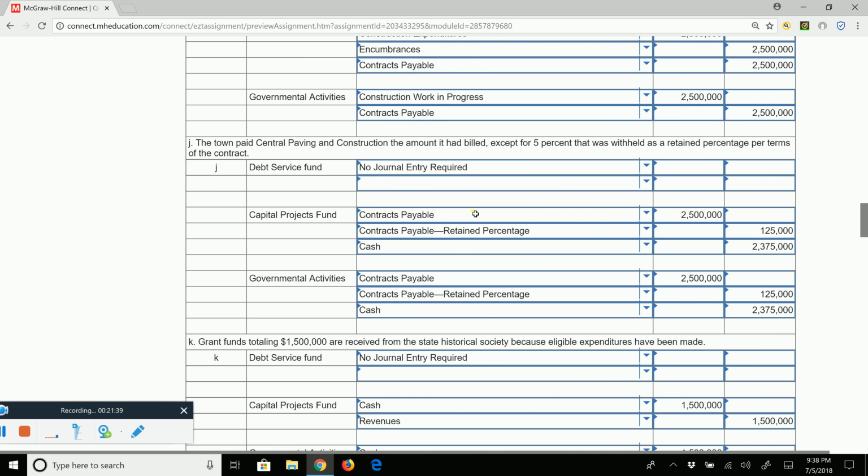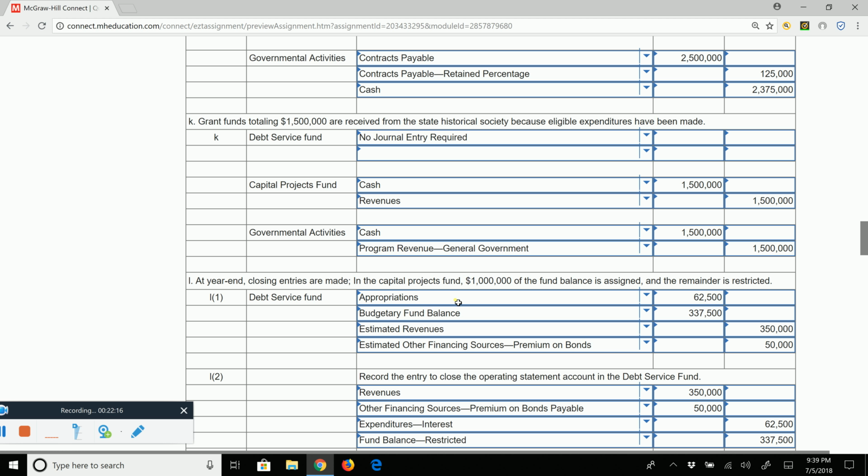Okay, the $2.5 million bill is paid, except for a 5% withheld for retainage. So in the capital projects fund, we're going to get rid of the liability of $2.5 million. 95%, or $2,375,000, we're going to pay, so we'll credit cash, and the amount withheld, in this case $125,000, we're going to put in another liability account called contracts payable dash retainage, or retained percentage. Same exact journal entry on the government-wide statements.